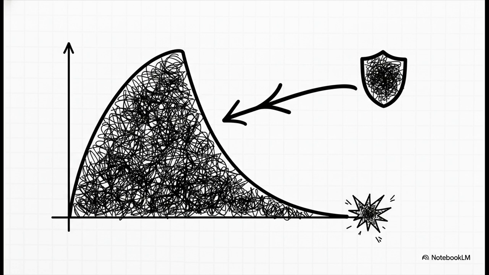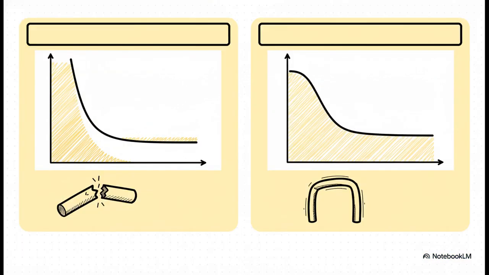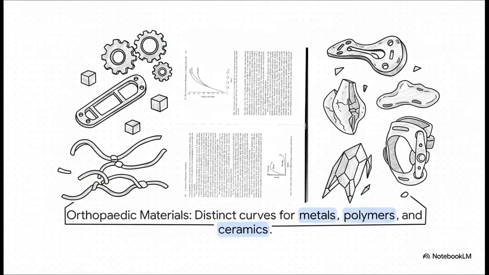It's called toughness. Okay, so let's take this theoretical curve off the page and apply it to the real-world materials we are using every single day in the operating theater. This image brilliantly illustrates the two classic types of material behavior. Look on the left, you've got a brittle material, like a ceramic. See how there's almost no plastic deformation? It just breaks. But then look on the right at a ductile material, like a metal. It undergoes a huge amount of plastic deformation before it finally fails, and that means it absorbs a lot more energy.